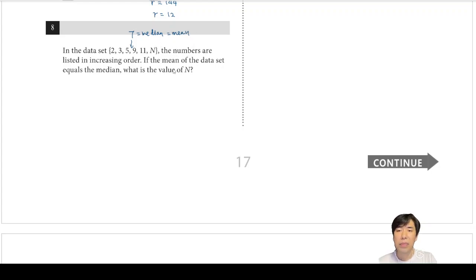In this case, to find out the mean, you add up all the numbers, 2 plus 3 plus 5 plus 9 plus 11 plus n, and there are 6 numbers. You divide this thing by 6 to get what? The mean is 7. So multiply this by 7, that's 42. Add up all these numbers, that's what? 5, 10, 19, 30, 30 plus n. So n must be 12. Okay.